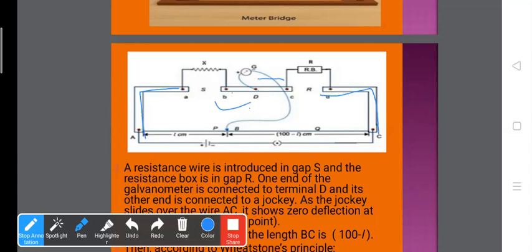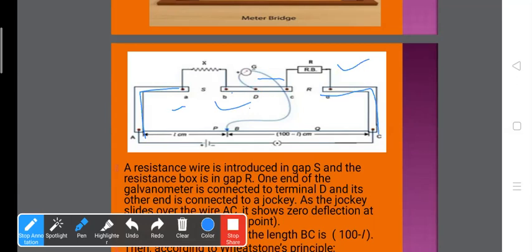Now, the unknown resistance X is connected between terminal A and B. Here X is the unknown resistance which is connected between terminal A and terminal B. Clear? And a resistance box is connected between terminals C and D as shown in the figure.